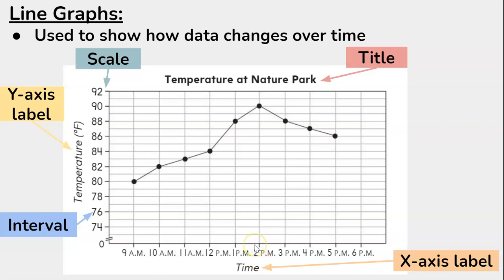Or I could say, at what time was it the coldest in the nature park? And then I would look for which point on our graph is the lowest. Right here, 9 a.m., it was only 80 degrees.